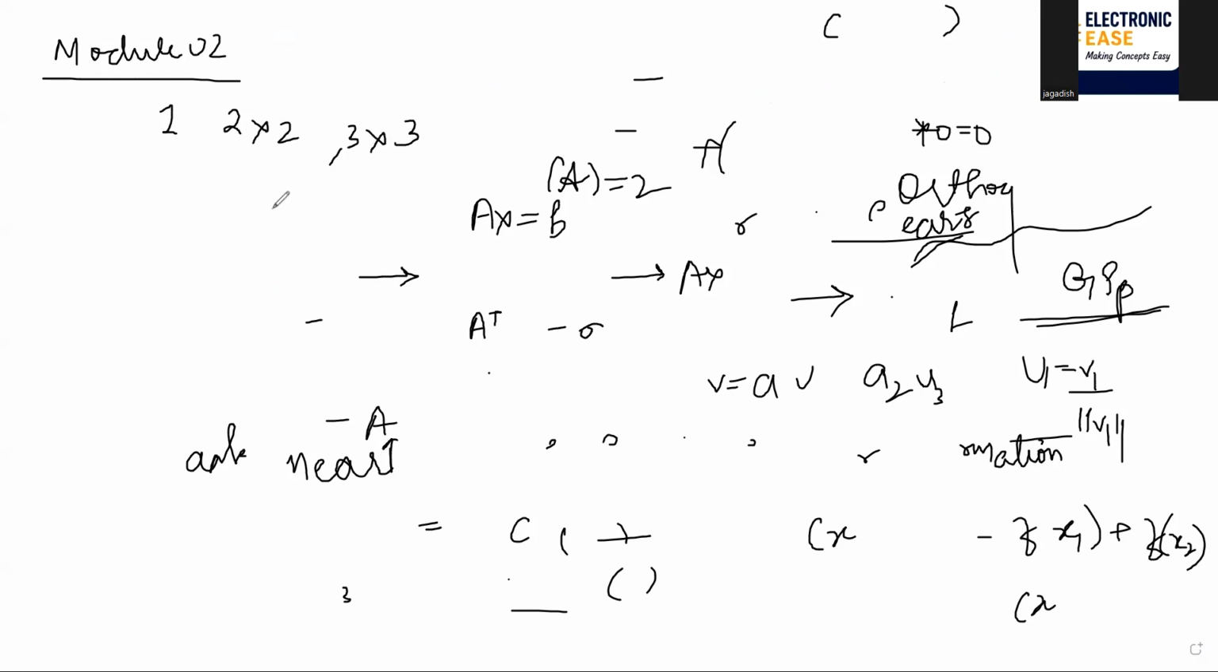If it is a 2 cross 2 matrix, you will get 2 eigenvalues. If it is a 3 cross 3 matrix, you will get 3 eigenvalues. So don't get any confusion while solving the matrix. Whenever you are solving for lambda 1, lambda 2, lambda 3 values, don't get confused. This is important for 10 marks. One question will come from eigenvalues and eigenvectors.